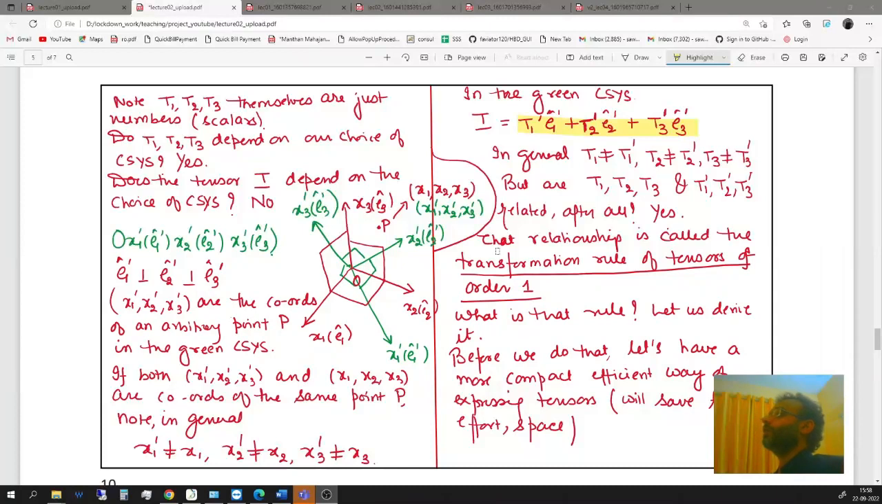That relationship, or rather a set of relationships which bring together T1, T2, T3 on one hand, and T1 prime, T2 prime, and T3 prime on the other hand, is called the transformation rule of tensor of order 1. So what is that rule? Let us derive it now. But before we do that, let's have a more compact and efficient way to express tensors, because we want to save some time, effort, and space on the slide while expressing and writing several times the expression of a tensor.